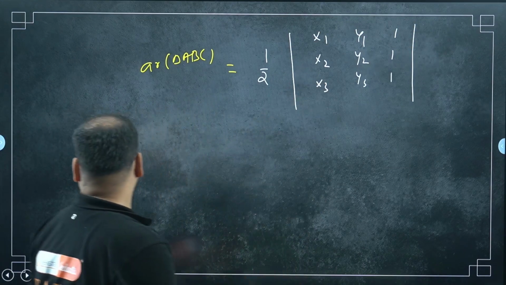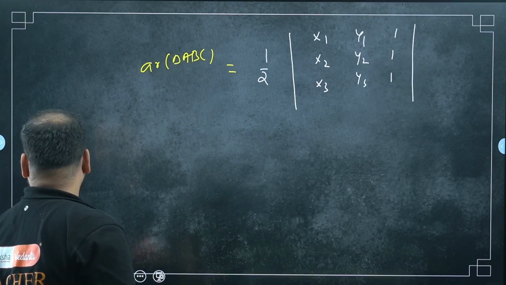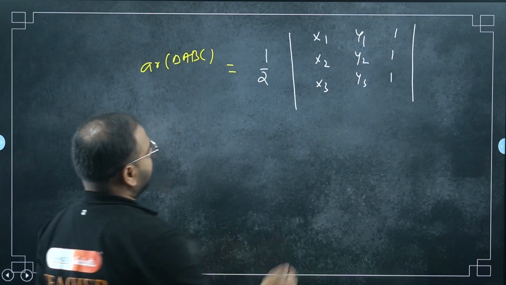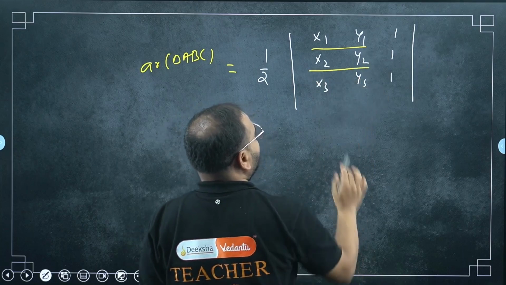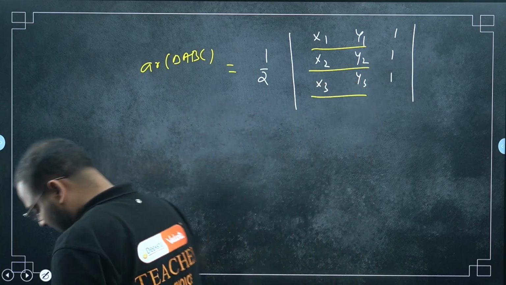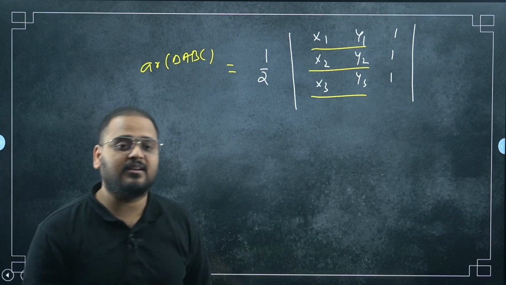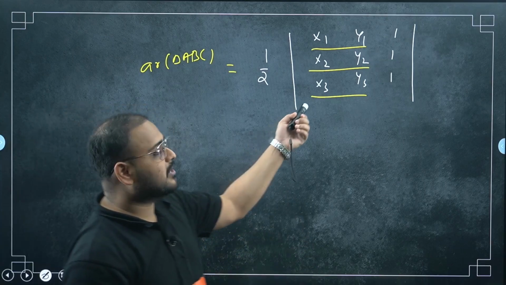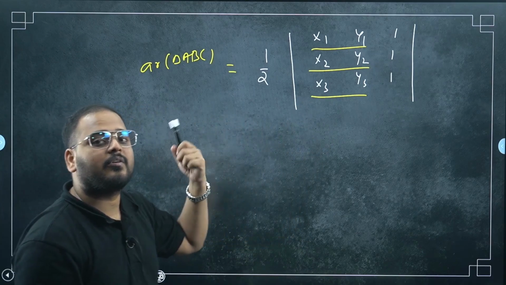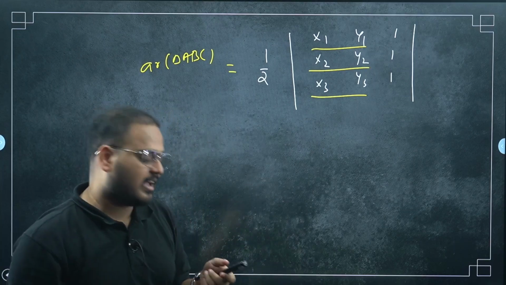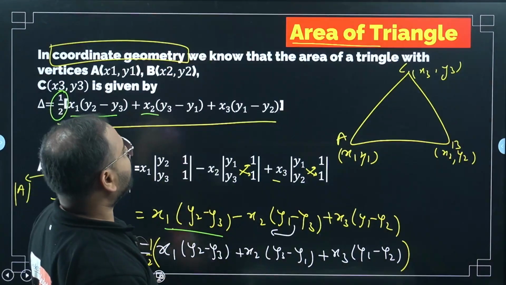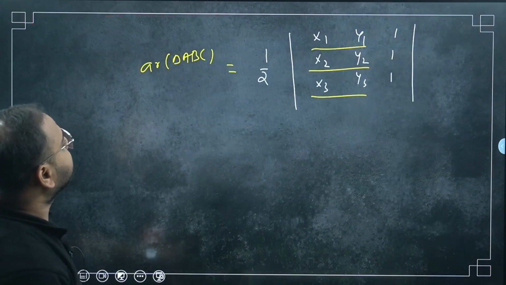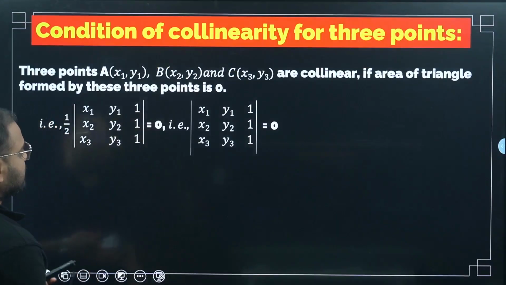What is this x1, y1? Please check the pairs. Coordinate of first vertex, coordinate of second vertex, coordinate of the third vertex. So if you arrange the coordinates of the vertices of the triangle in a matrix form and find the determinant like this, you will reach the area of the triangle only. Okay, that's it for the concept. Moving on. Next condition.